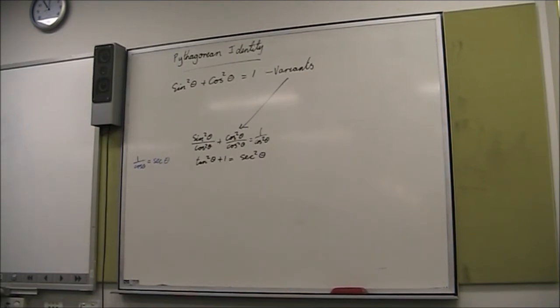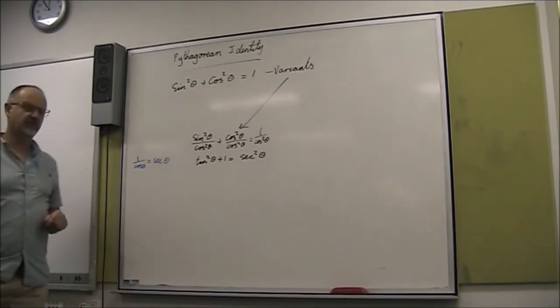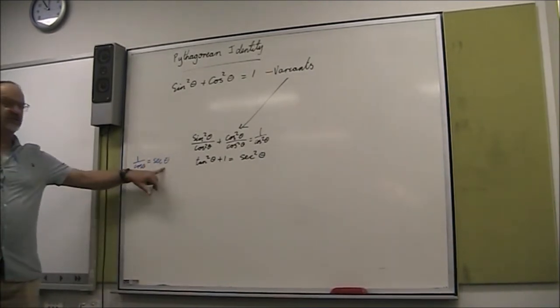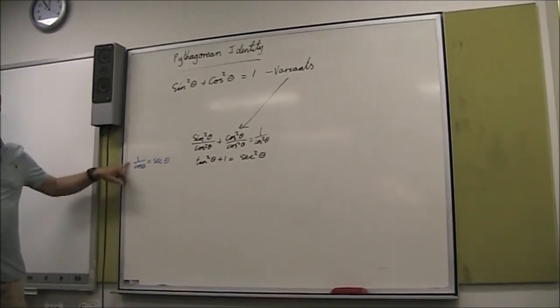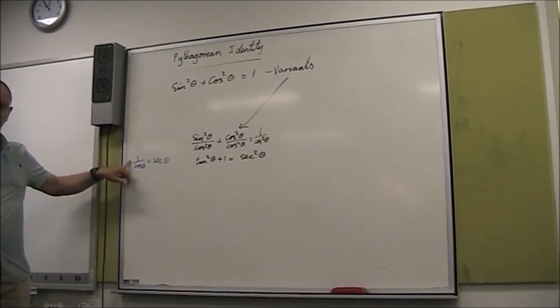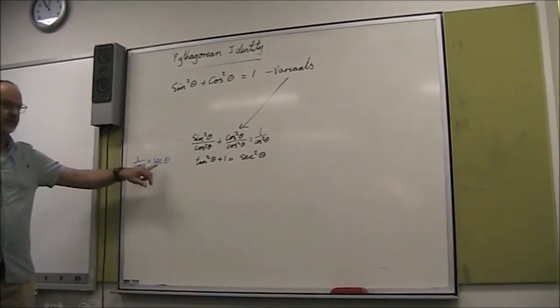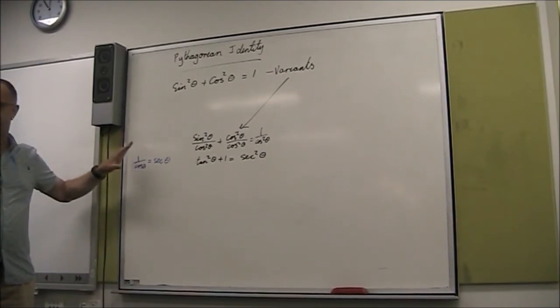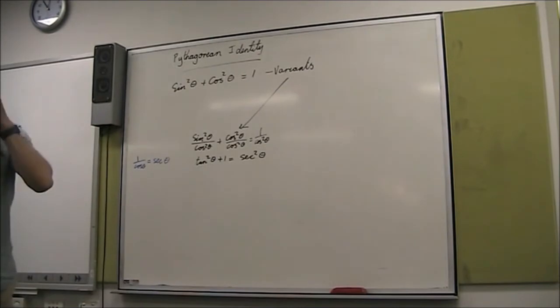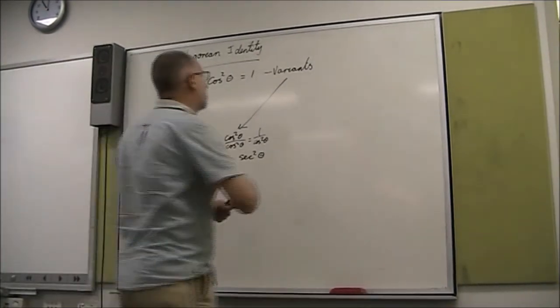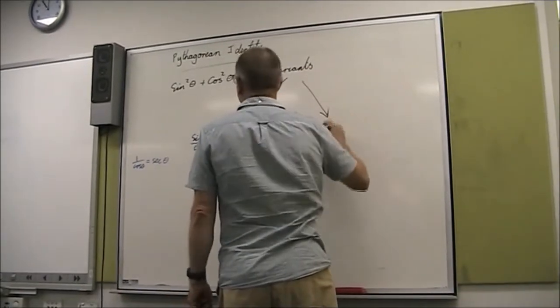Now your calculator, depending on what you might have on it, doesn't have sec theta, so you always have to enter it as 1 on cos in your calculator. There may be a way that you can do the sec on the calculator, but if there is, I'm not aware of it. Right, so just be aware of that. Now the other variant you get when you divide everything by sine squared.